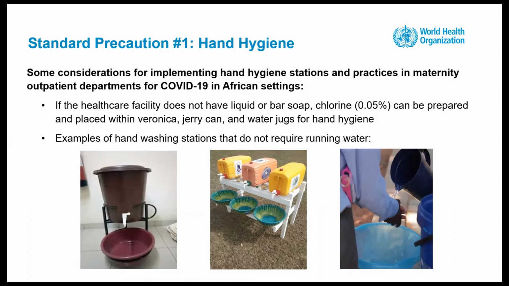So if we don't have running water and we don't have liquid soap, we can still wash our hands using bar soap and Veronica buckets with water in them. Or the third option is, if we don't have running water and we don't have bar soap, we can always make low concentrated chlorine and put that in our hand washing stations.